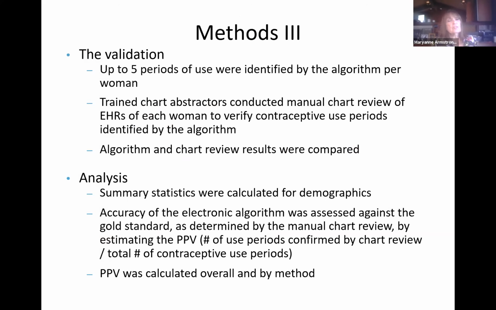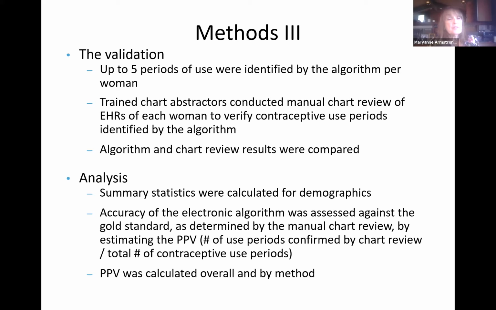So for the validation, up to 5 periods of use were identified by the algorithm per woman. Trained chart abstractors conducted manual chart review of the EHRs of each woman to verify the contraceptive use periods identified by the algorithm. And then the algorithm and chart review results were compared.